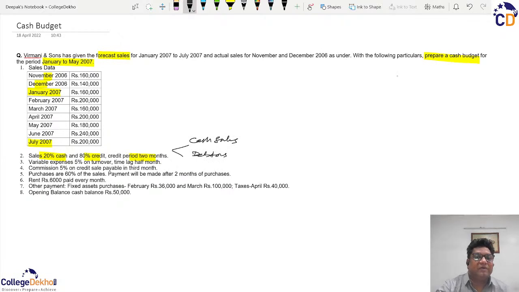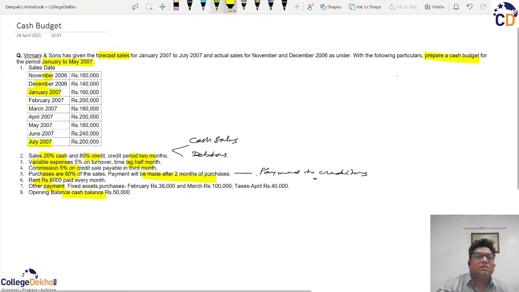Similarly, these variable expenditures, that is the outflow, are in lag, so there will be cash outflows though lagged. The commission will be an outflow, the purchases will be an outflow, but because the payment is made 2 months after purchases and there are no cash purchases, we will only have the payment to creditors. Similarly, we have rent which is an outflow, other payments are obviously outflows, and the opening cash balance.